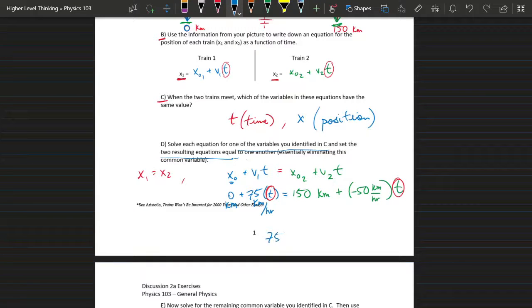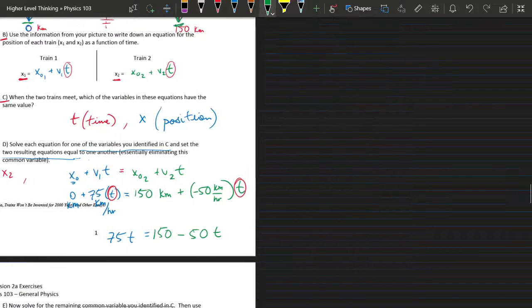So we're really just left with 75t equals 150 minus 50t. So let's bring that out here and keep working. So if we add 50t to both sides, we now have 135t equal to 150. Now, doing a simple rearrangement, we can solve for time.